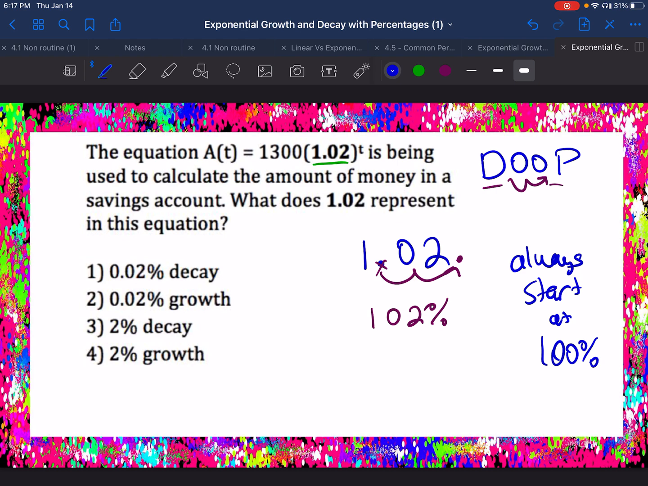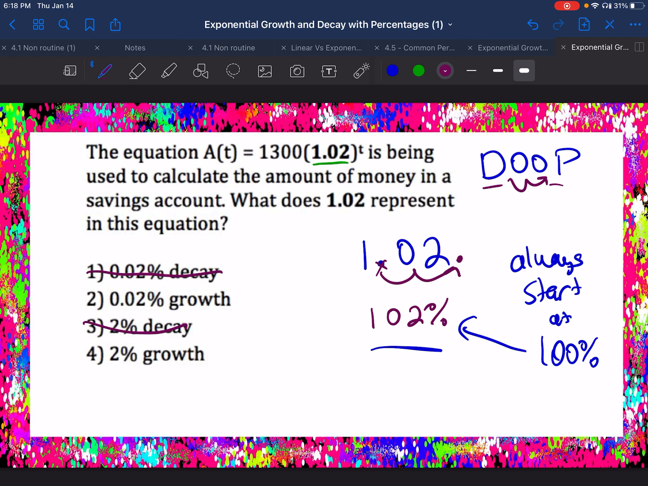That's your base. You're always going to be working from 100%, and then whatever decimal you get from the problem, that's going to be your change. So to get from 100 to 102, did you increase or decrease? You increased. You went up. So I need to get rid of any choice that says I went down. Which choices can I get rid of? Well, that would be choice 1 and choice 3 because they say decay.